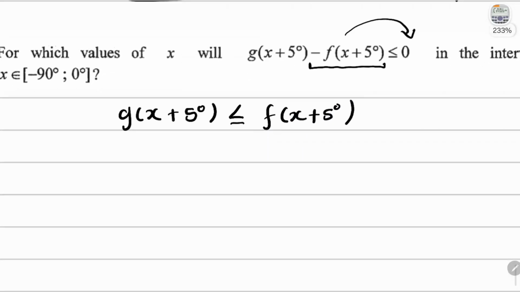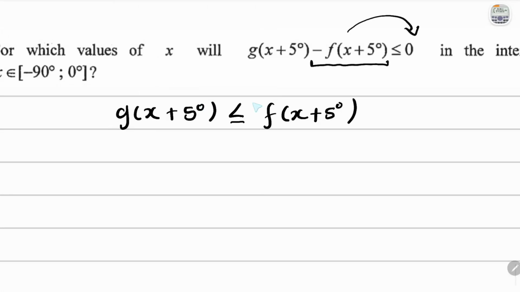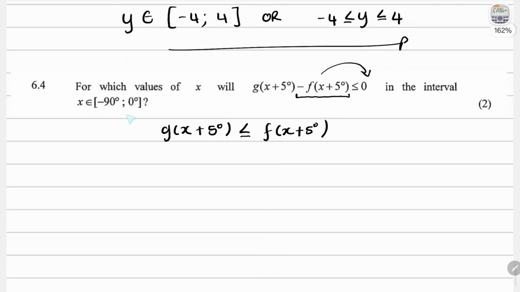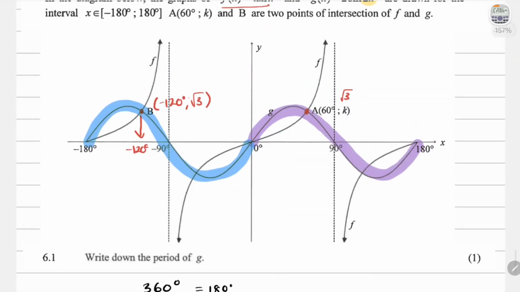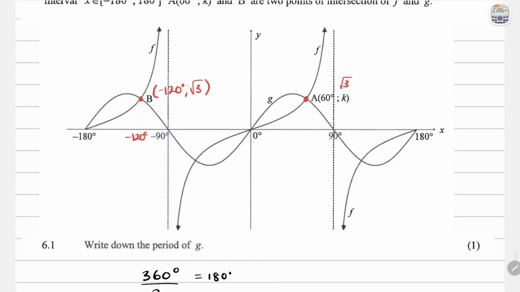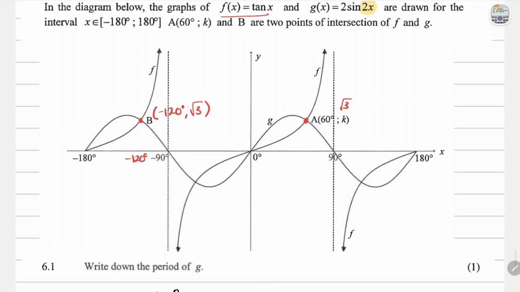So we can just focus on where the graph of g is less than or equal to the graph of f. I see that we have plus 5 degrees, but let's consider that at the end to not complicate things. We also know that this should be within the interval of negative 90 to 0 degrees. So let's go ahead and look at this graph. Right now we don't really need these colors anymore. We're just looking for where g of x would be less than or equal to f of x. We're not really considering the 5 degrees yet.